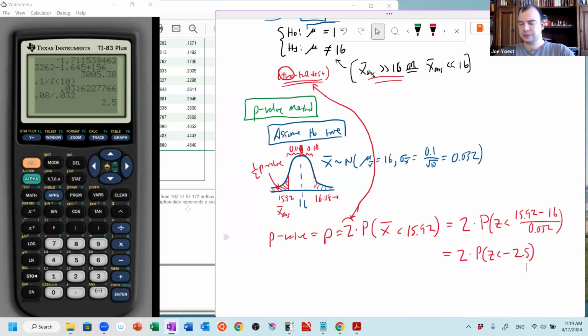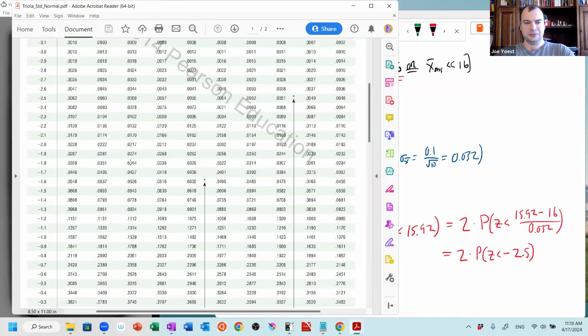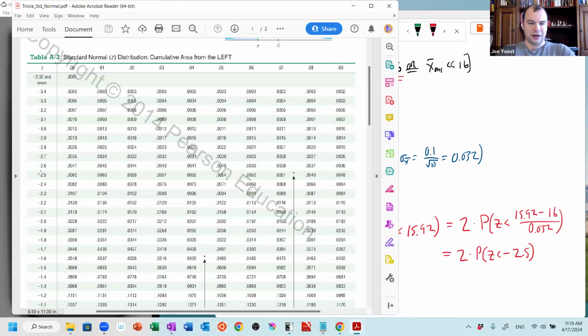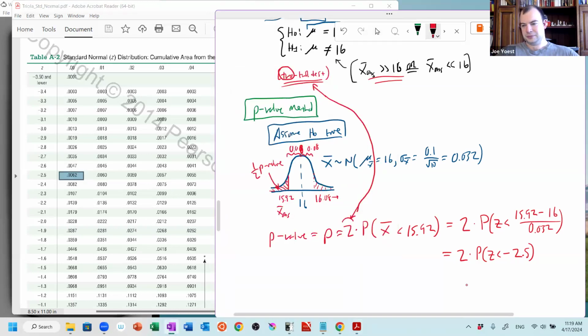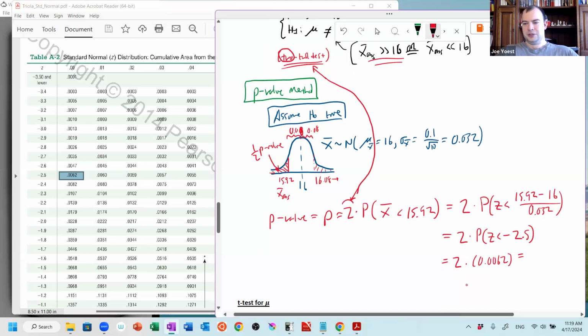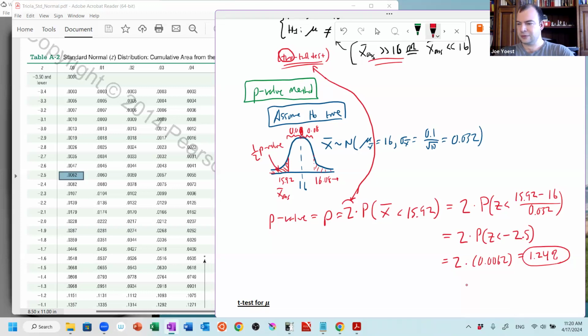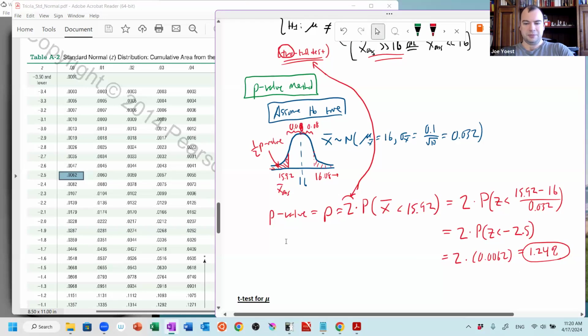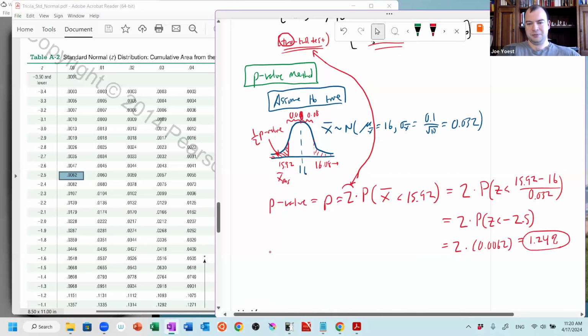Okay, so let's come over to our table. We'll look for the area to the left of negative 2.5. I see that's 0.0062, or this is 0.62%. Doubled is going to give me 1.24%. So my p-value is 1.24%.